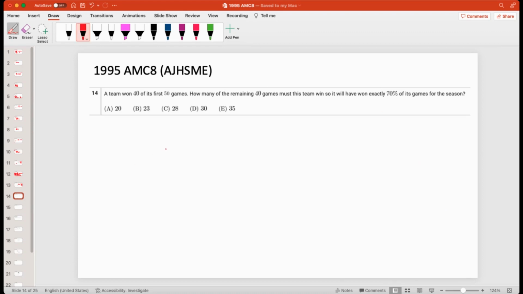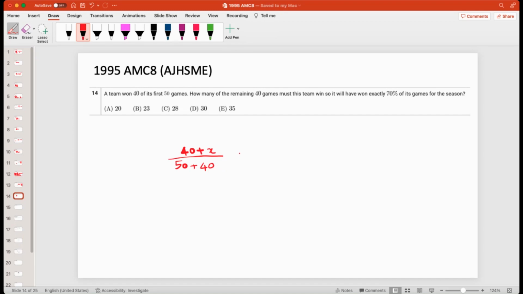A team won 40 of its first 50 games. How many of the remaining 40 games must this team win so that it will have exactly 70% wins? So total how many games? First they have 50 games and then they have 40 games. This is the denominator. Now, in the numerator, first they won 40 games, and we don't know how many they won next, so 40 plus x.